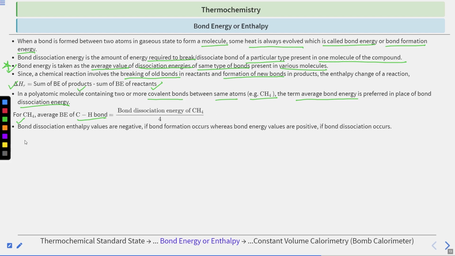Bond dissociation enthalpy values are negative if bond formation occurs, whereas bond energy values are positive if bond dissociation occurs. So there are two cases. If bond formation is happening, then the enthalpy will be negative. If bond dissociation is happening, then the value will be positive.